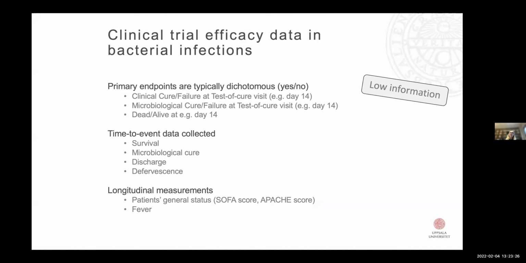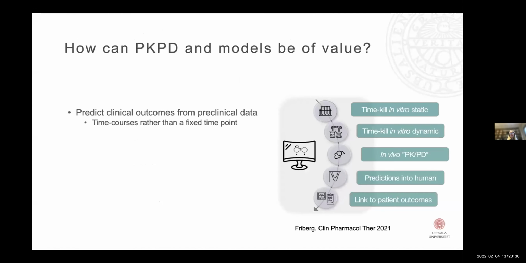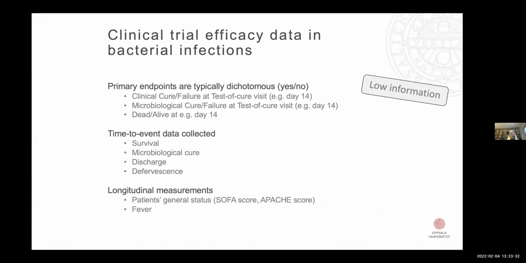And so one way to do it slightly more informative would be to treat this data as time to event data. So how long does the patient survive? If you have these serious infections, that may be important. Or, yeah, when can the patient be discharged from the ICU, for example, or from the hospital?